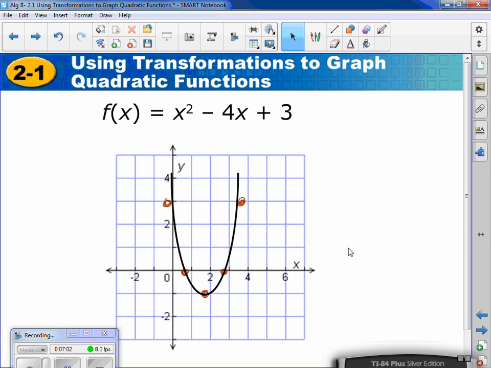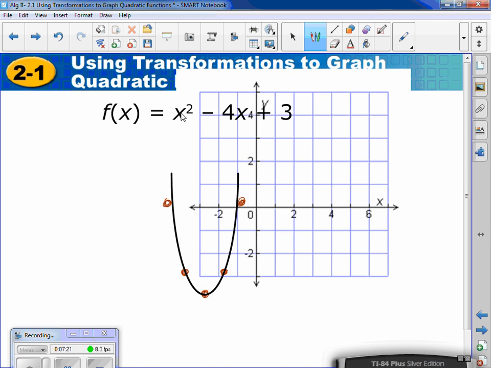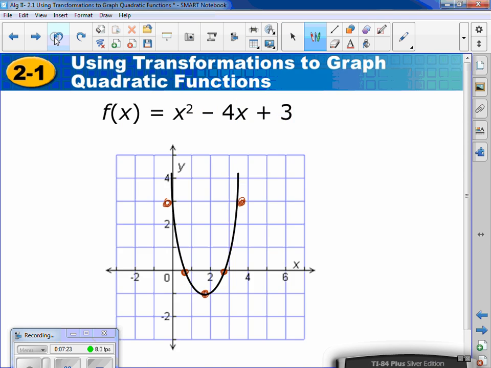There's your U. It is a parabola, and it's faced upwards. Why is it faced upwards? It is quadratic. Last chapter we talked about parent functions. What's the parent function here? The parent function is x squared.